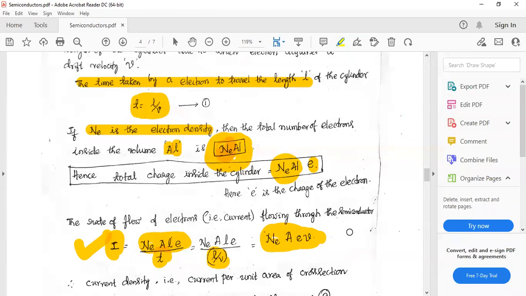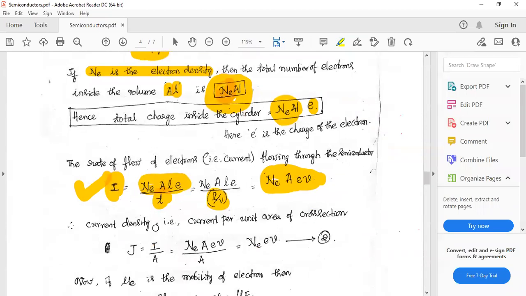Okay, now let us move forward. I have obtained current now, right? Now I am interested in obtaining current density. It is a new quantity. I hope you might not have heard the term current density.